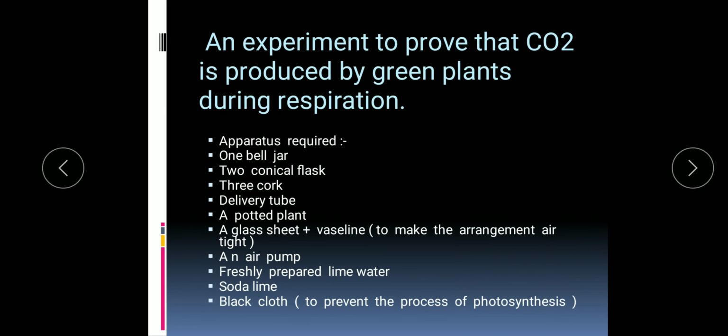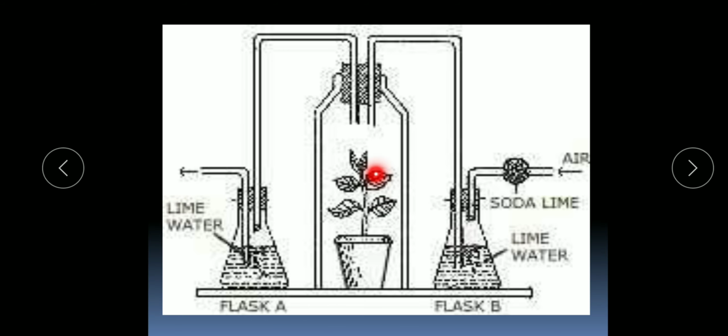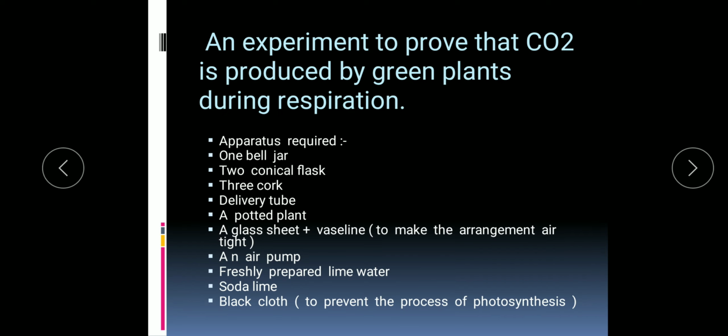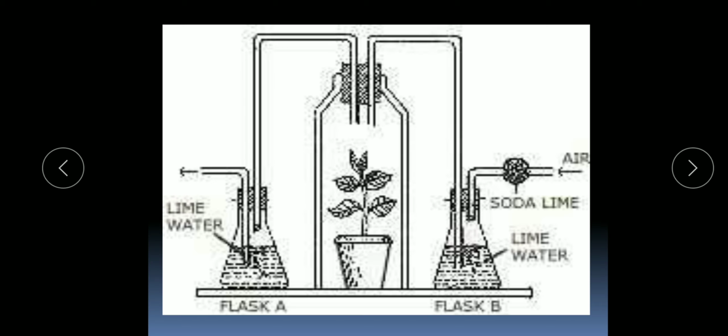Okay. Then we need a potted plant. This is the potted plant over here, and a glass sheet and Vaseline. So this is the glass sheet. Okay, so bell jar is kept on a glass sheet, and all around the bell jar the Vaseline is applied so that this arrangement will become airtight.